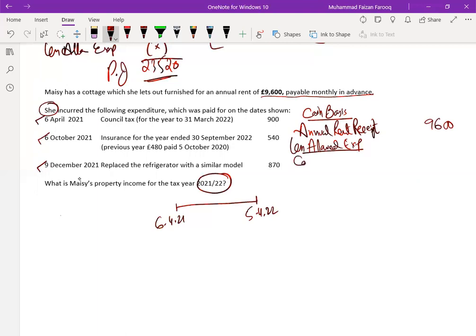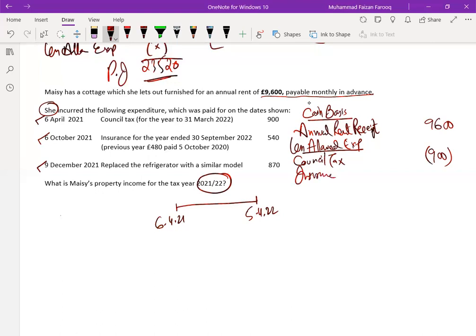So first one is council tax. Tell me, council tax is a revenue expense or no? It's a tax, it is a utility, so it is revenue. So deducted it.